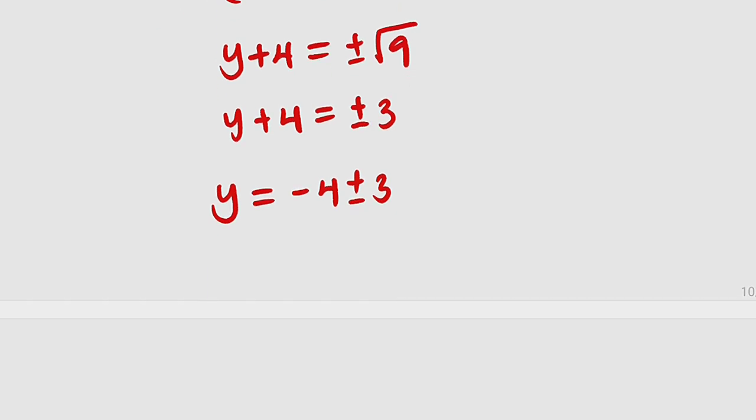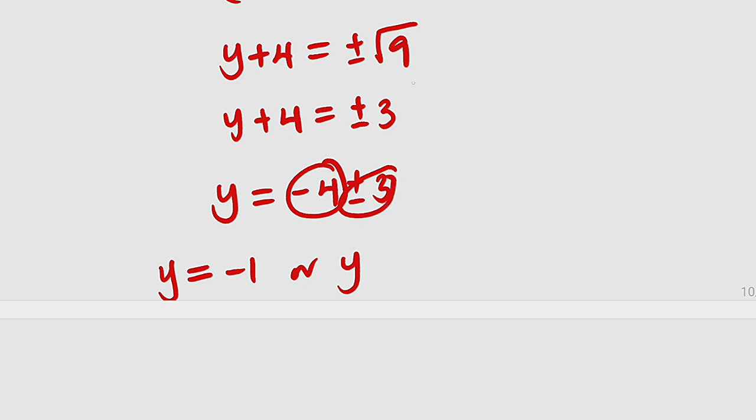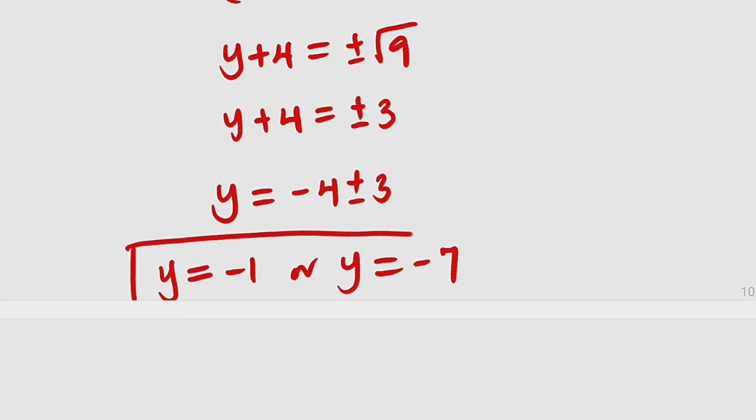Meaning we have two values of y. Y could be negative 4 plus 3, which is going to give us what? Negative 1. So we have negative 1, or negative 4 minus 3, which is negative 7. So this is negative 7. So these are exactly the points where the circle crosses y-axis, all at the negative side.